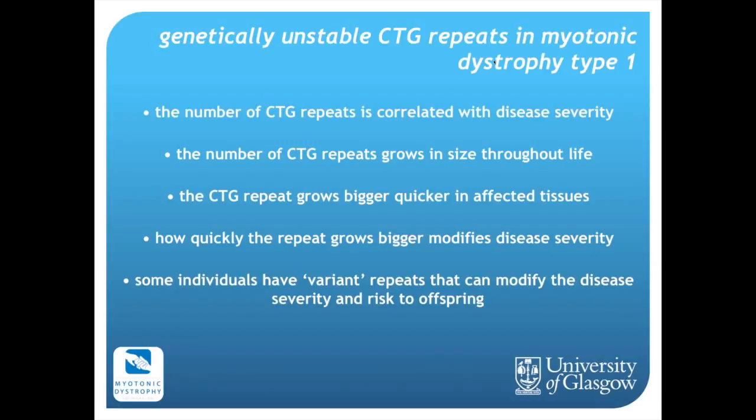And again, in a subset of individuals, they have these variant repeats, so it's not just pure CTGs, but there are other sequences mixed up into the mutation, and that can modify the disease severity, generally making the disease milder, and also can change the relative disease severity risk for an affected child. So it doesn't change that 50% risk that the child will inherit the mutation, but it changes the relative risk that the disease will become worse in successive generations. It tends to reduce that a bit, but not eliminate it.